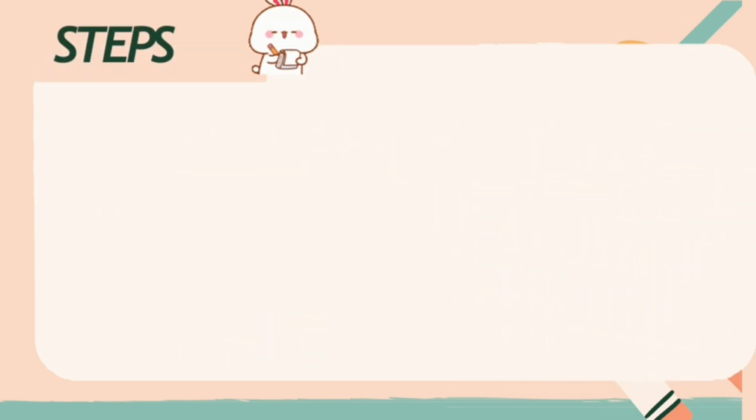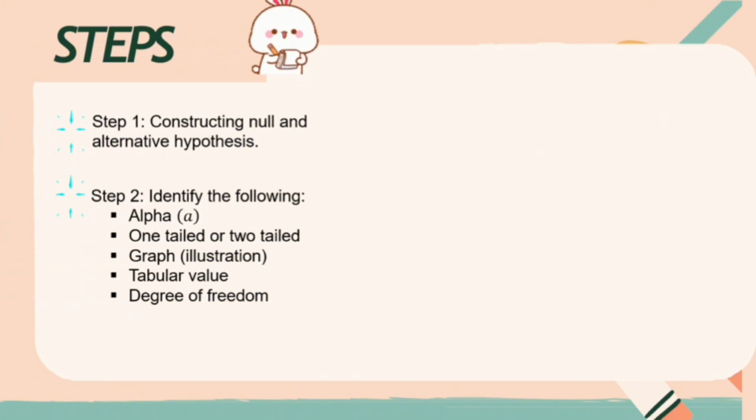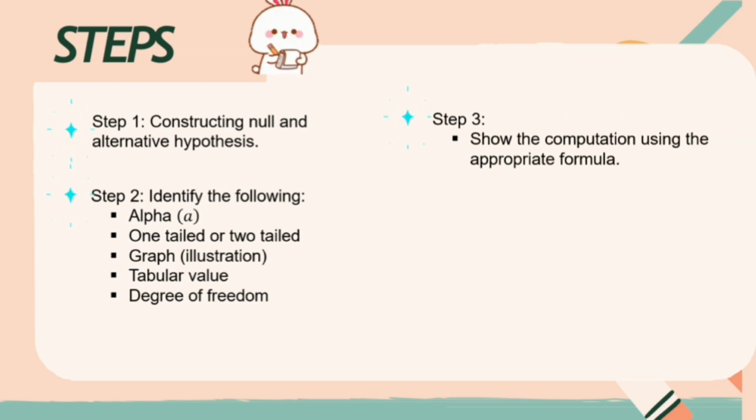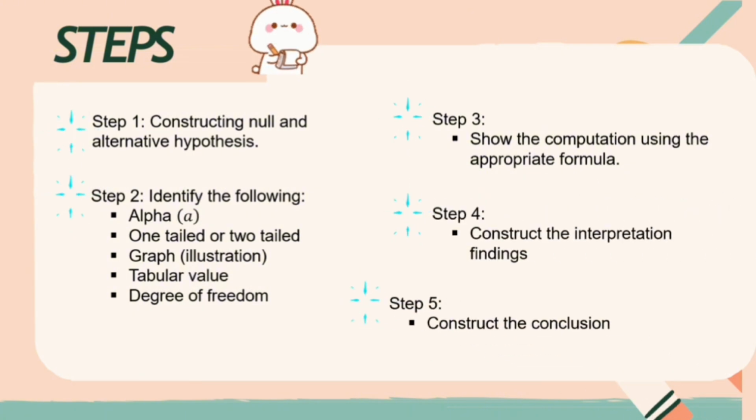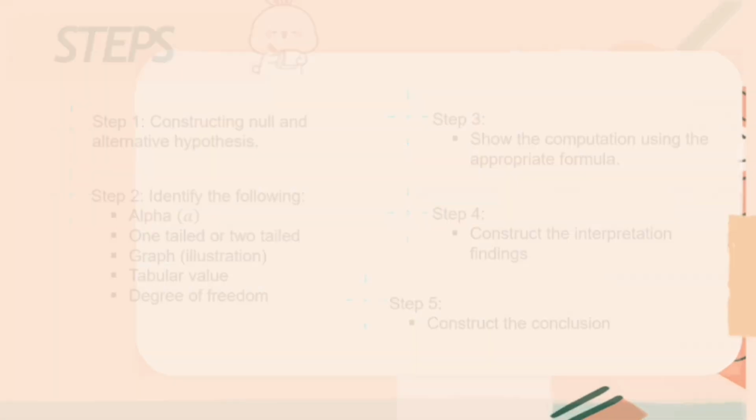So here are the steps in doing a one-sample t-test. Step 1. Constructing null and alternative hypothesis. Step 2. Identify the following: alpha, one-tailed or two-tailed, graph, tabular value, and degree of freedom. Step 3. Show the computation using the appropriate formula. Next is construct the interpretation or findings. And the last is construct the conclusion.